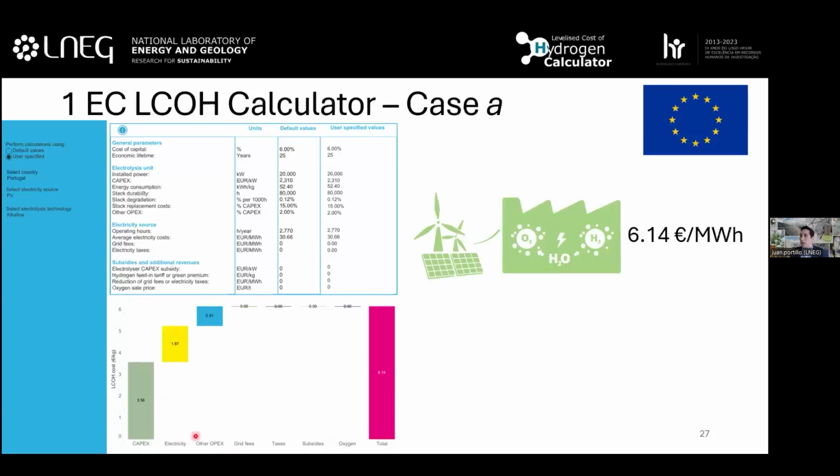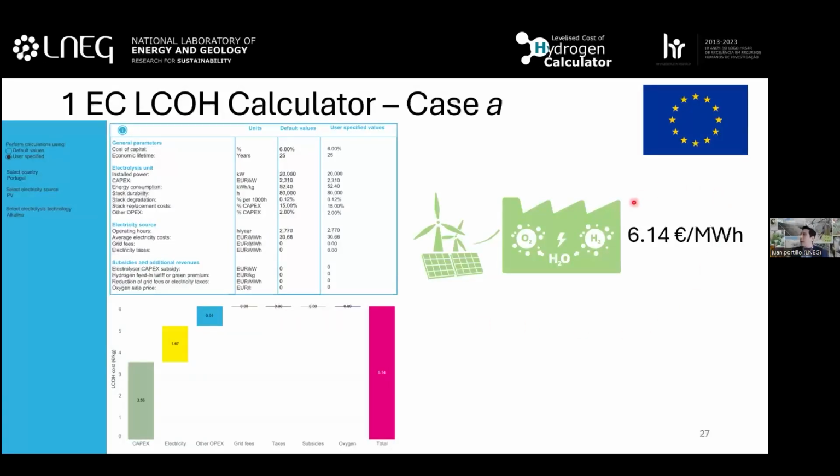And in here you have the disaggregation of different things like electricity, OPEX, the grid fees, taxes, subsidies, and the sale of oxygen. One of the limitations of the tool that we launched last December is that we are not considering subsidies, because we believe that from now on, project evaluations should not consider subsidies, because at the end, they should be self-sustainable.